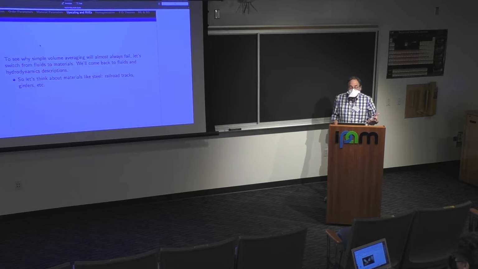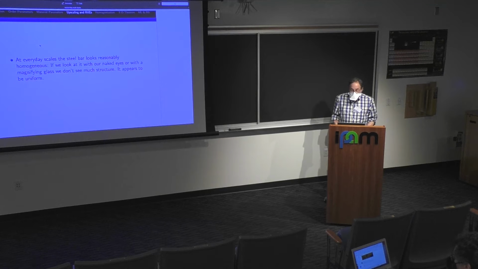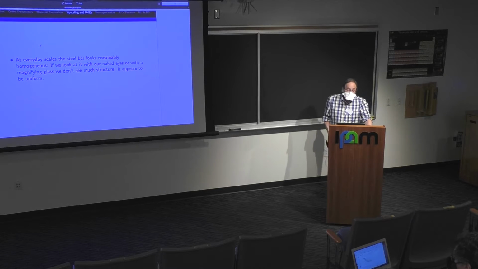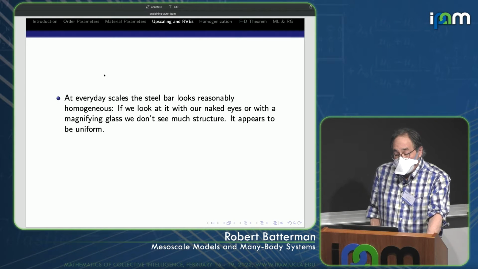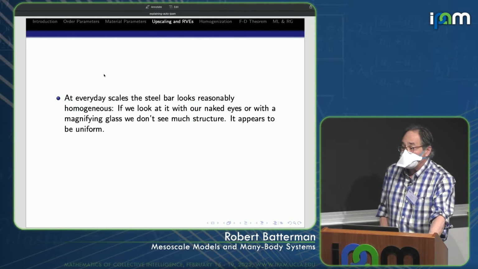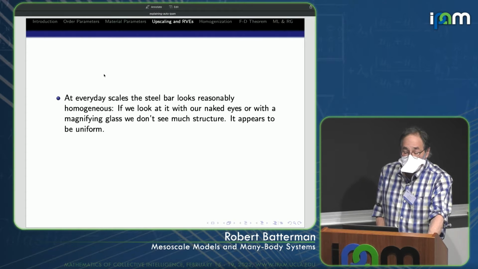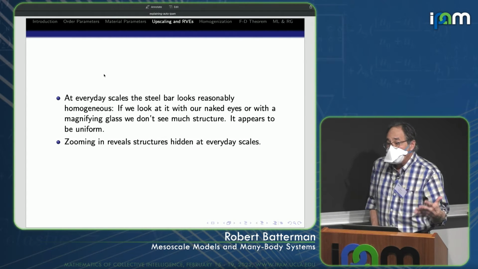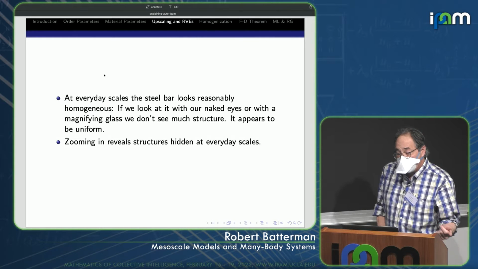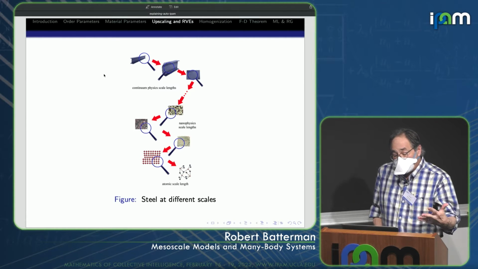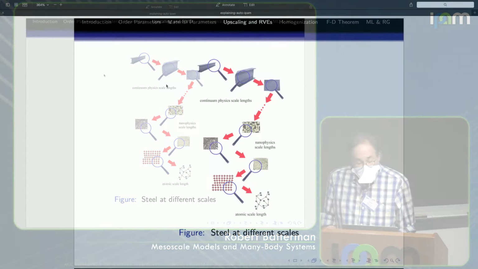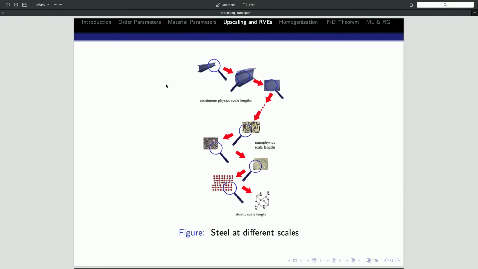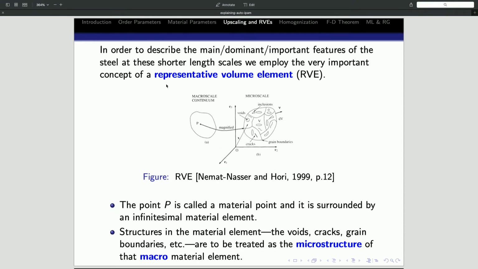So let's think about materials like steel, railroad tracks. At everyday scales, steel bars look reasonably homogeneous. If we look at it with our naked eyes or with maybe a magnifying glass, we don't see a whole heck of a lot of structure. It appears to be uniform. But zooming in reveals structures that are hidden at everyday scales. And we get this picture that demonstrates that there are all sorts of structures at different scales within steel, and the steel exhibits different behaviors at different scales, which is characteristic of many body systems.